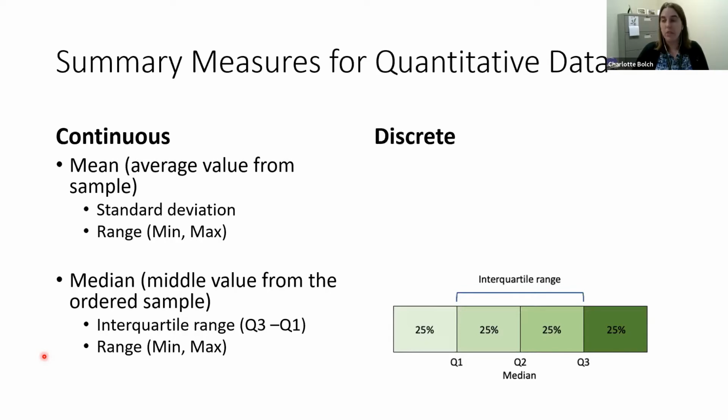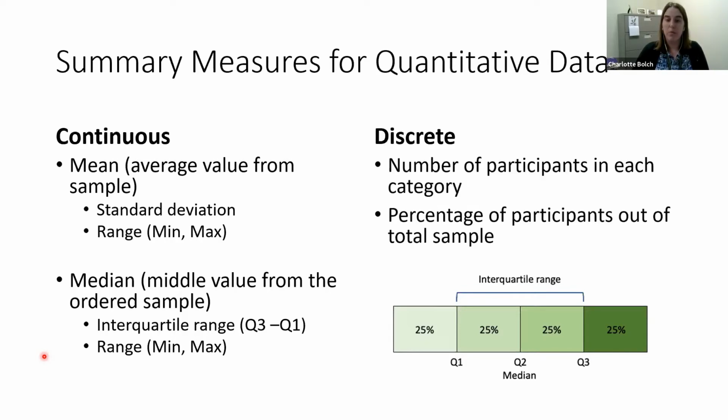And then for discrete data, we usually report the number of participants in each category and also the percentage as well.